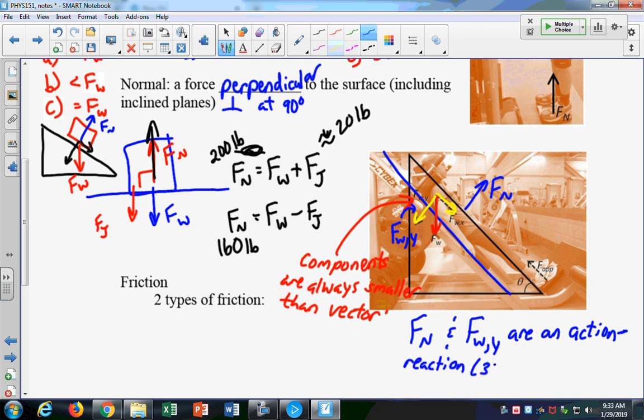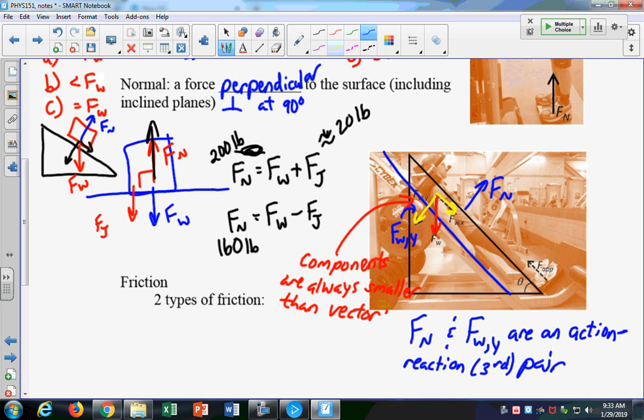Think third law, law of reaction. So, usually the normal force is equal to the weight. But here, is the normal force bigger, smaller, or the same as the weight? Now, I just told you that normal force and FWY are an action-reaction pair. That means they're equal and opposite, equal in magnitude, but opposite in direction. That's what the third law says, right? For every force, there is an equal but opposite force.